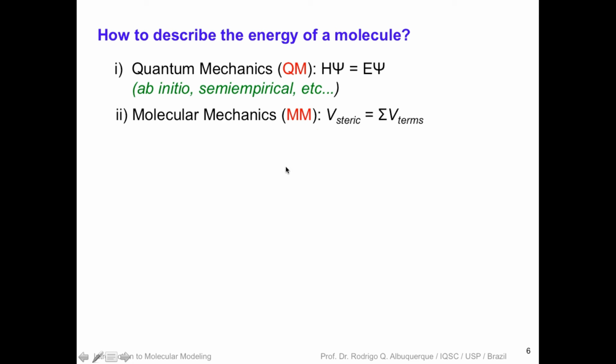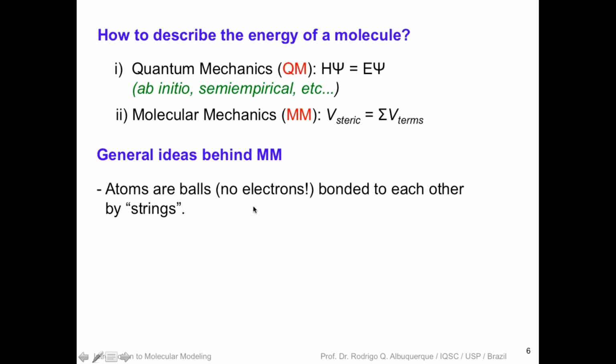Molecular mechanics methods don't use any wave function and do not consider explicitly electrons. The molecular mechanics calculates the potential energy for the molecule, here called V steric, as a sum of terms of potential energy. So it's a very simple approach to calculate the energy of a molecular system or atomic system.